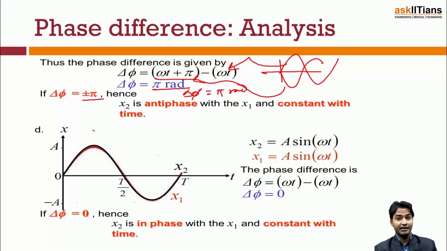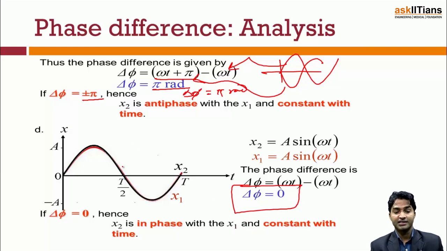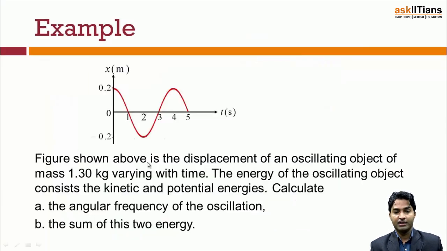In part D, both of these waves are in the same phase. That's why the phase difference is del phi equal to 0. So x2 is in phase with x1 and constant with time. As it is not changing, they are in the same phase. That's why there is neither leading nor lagging. Now we would like to discuss an example on this concept.